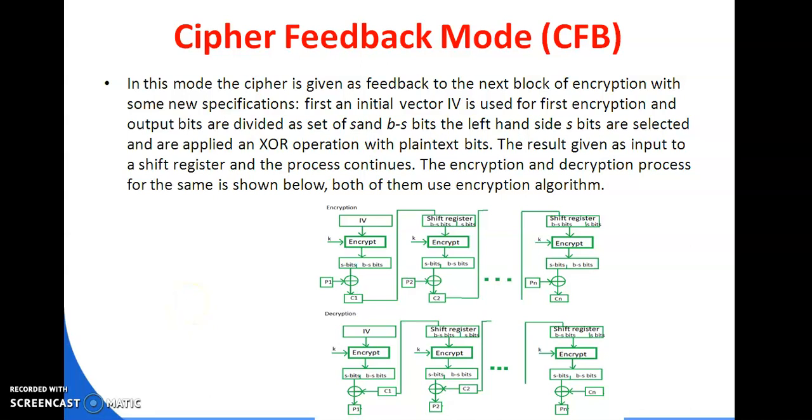Next, today I'm going to discuss the cipher feedback mode, or CFB mode. In this mode, the cipher is given as feedback to the next block of encryption with some new specification, and an initial vector is used for fast encryption. The output bits are divided as a set of S and B minus S bits on the left hand side, and the S bits are selected and applied in an XOR operation with plain text bits. The result is given as input to a shift register and the process is continuous.